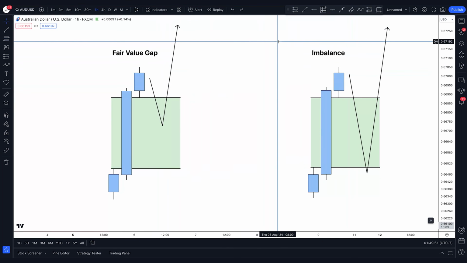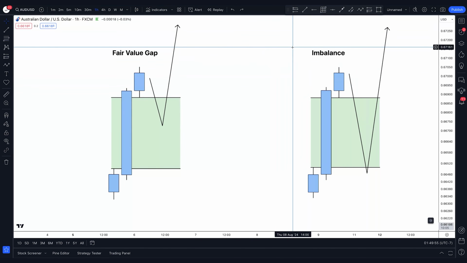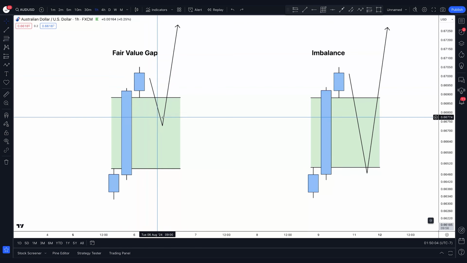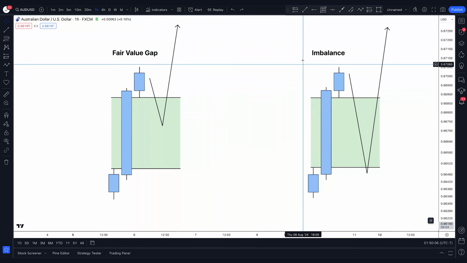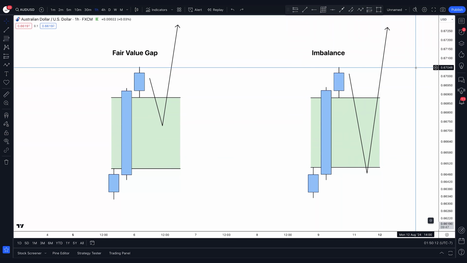Now, for me, myself, I trade imbalances. This is the more old school way to trade. Fair value gaps are a pretty new term as far as I'm aware. I saw people start to talk about them maybe about a year or a year and a half ago. And it's basically just an altered way to trade imbalances. Now, imbalances is a concept that's been around for a very long time. I've been trading this for absolutely years. This is the way that I prefer to trade it.